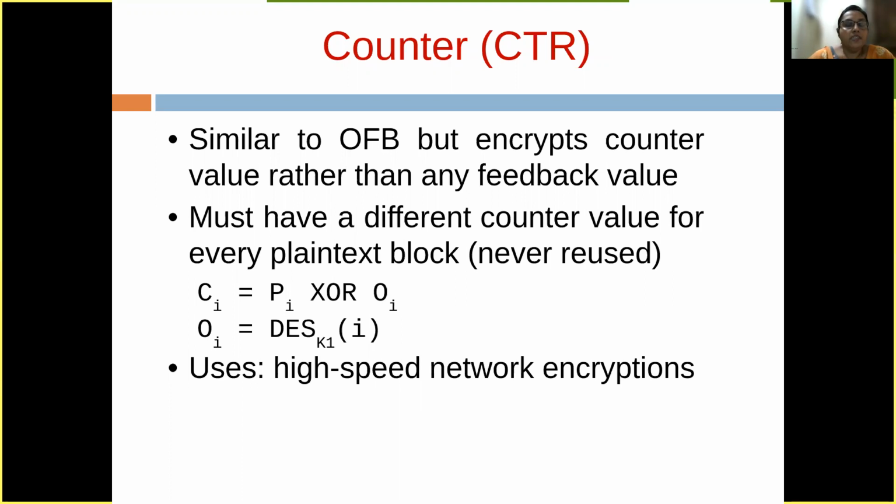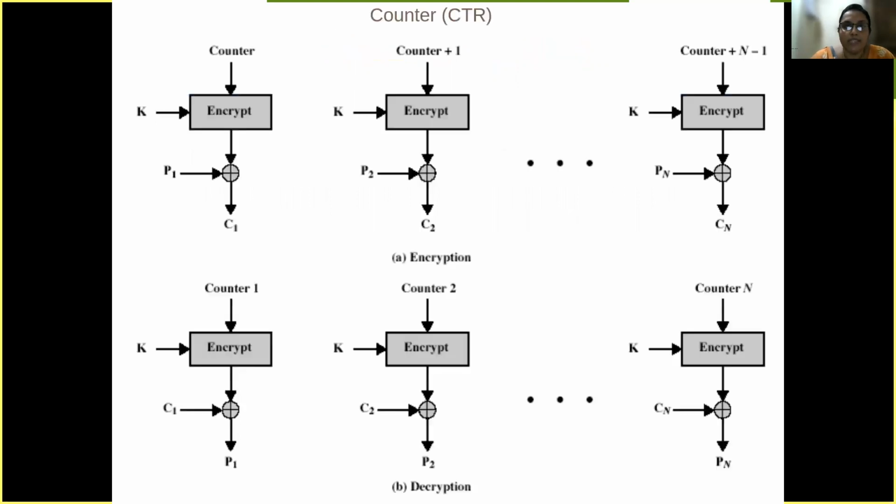Now we have the counter method. This is similar to the OFB method with one difference: the IV value is one value, and each time, instead of giving the feedback, the next value is going to be counter plus 1. Then that output, just like OFB, is XORed with Pi to give you the value. The feedback is not required. We don't need to wait for the N bits to come. So when high-speed encryption is required on a network, the counter method is used.